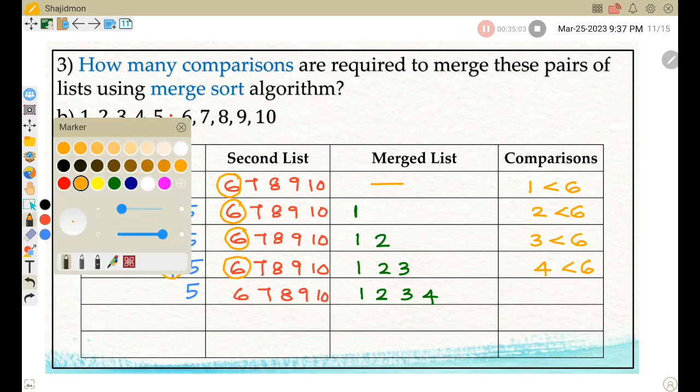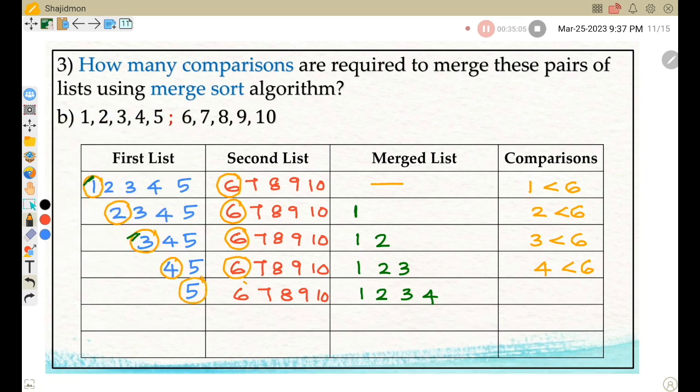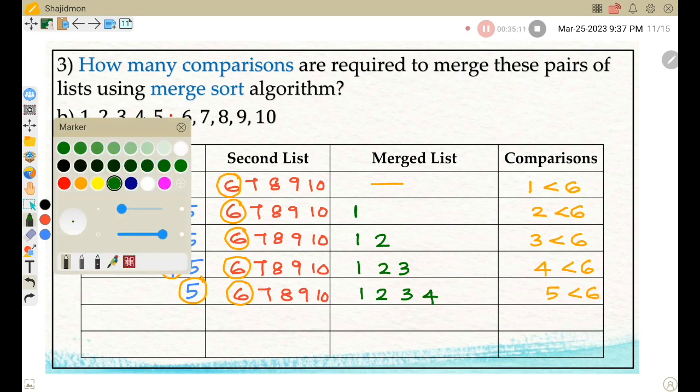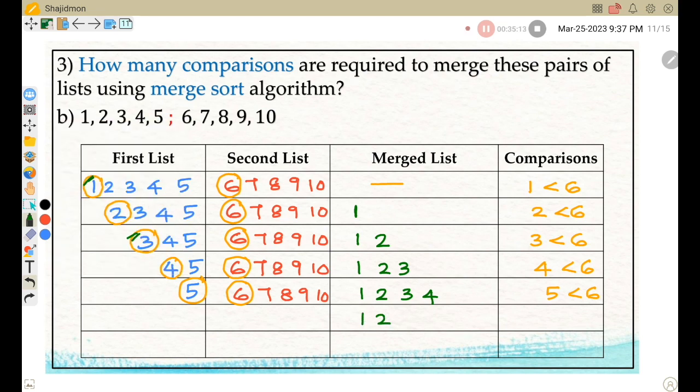Now the comparison again, 5 and 6. So we can write 5 less than 6, correct? So which number will come to the sorted list? 1, 2, 3, 4. After that 5 will come. So what is the balance? Here nothing remains, done. In the next list, what numbers remain? 6, 7, 8, 9, 10. Correct? Now no more comparison is needed.